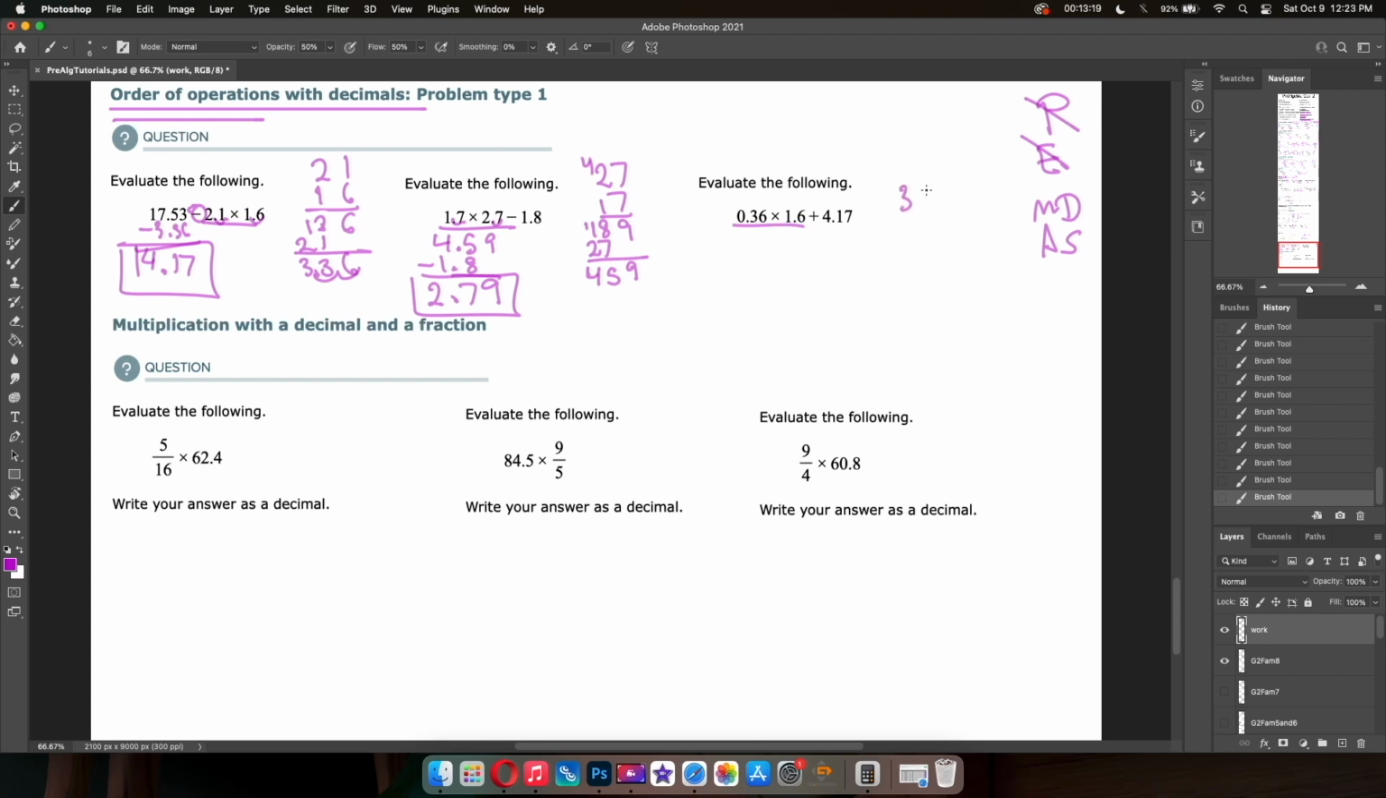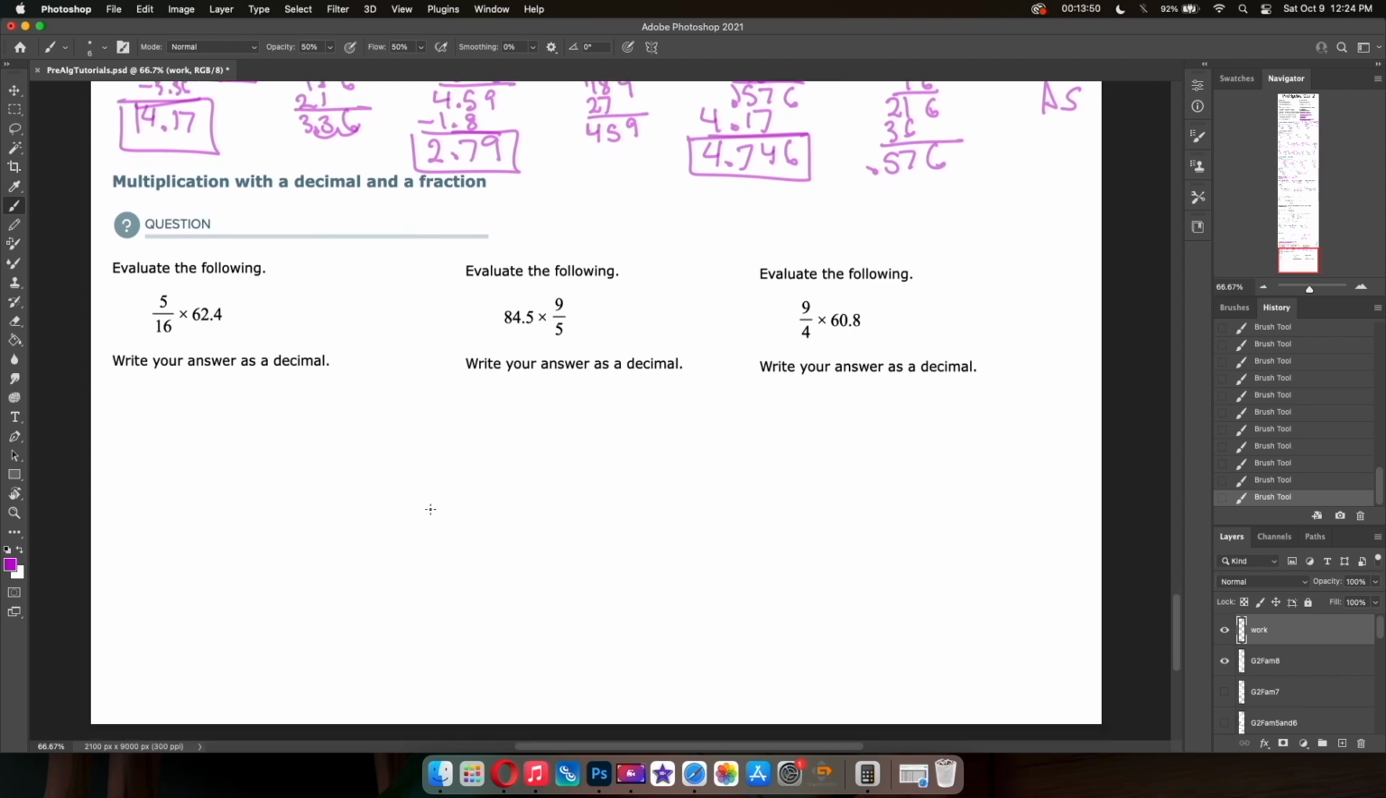So what is 36 times 16? 18 plus, and that's going to be 36. So 576, and there's 1, 2, 3 decimal places. So that's going to be 0.576 plus 4.17, which is 4.746. That's the kind of math that you're going to be doing. So not too bad, nothing extravagantly hard.